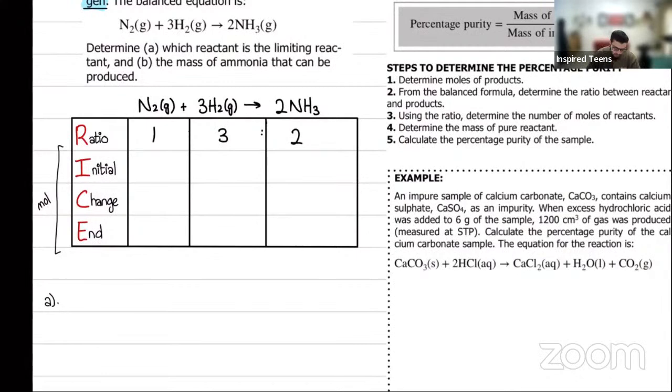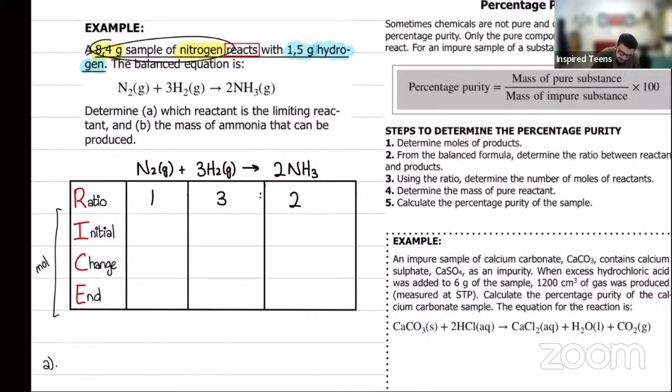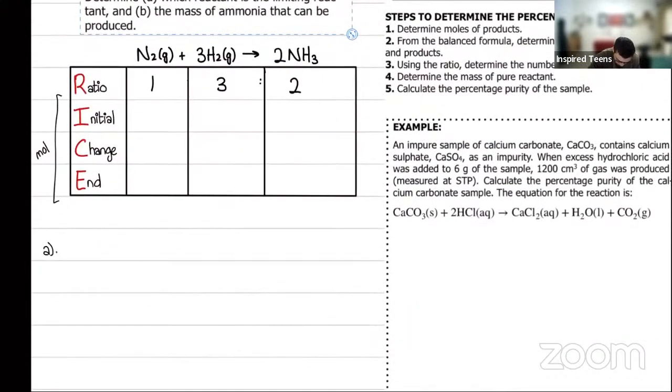We know the mass of nitrogen and we know the mass of hydrogen, so we can convert those to moles using this formula: n is equal to mass over molar mass. So for N2, the mass given is 8.4 grams. The molar mass of N2, if you look at the periodic table, 14 is for nitrogen, multiplied by 2, you get 28.